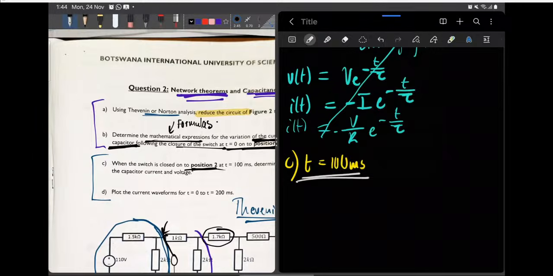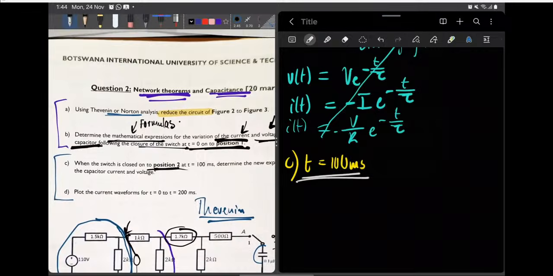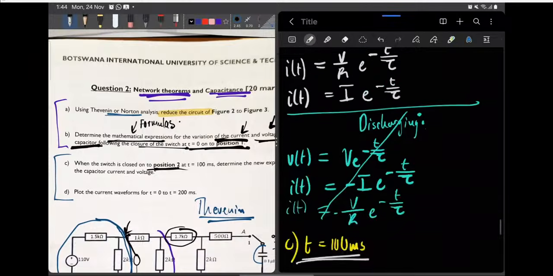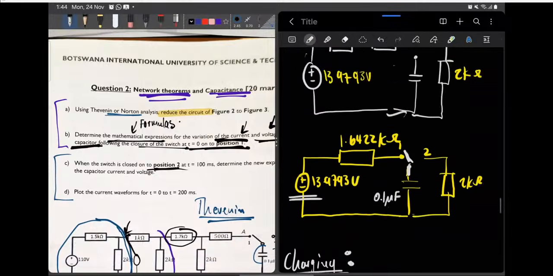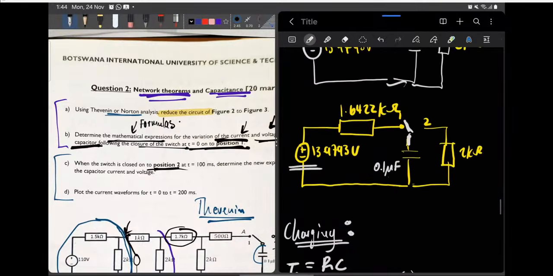Now here they say determine the capacitor current, and then they want the capacitor voltage. So anyway, here we have it. This is where we are. And we want to find out what is going to be the value. Sorry for the glitch in the network. It's so bad. I hope it's not going to disturb us.